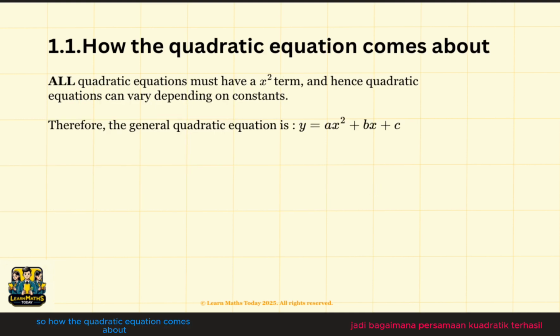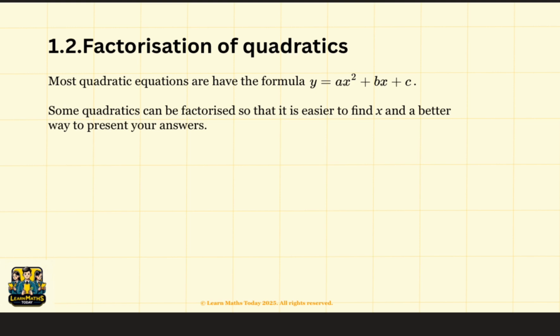So how does the quadratic equation come about? All quadratic equations must have an x squared term, and hence quadratic equations can vary in their constants. So the general equation is y equals ax squared plus bx plus c. Most quadratic equations have this formula right here.